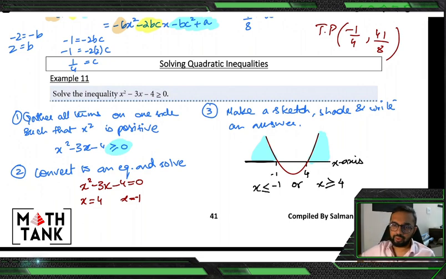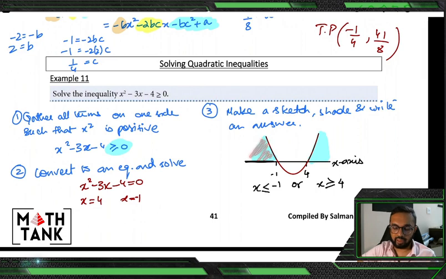The steps for solving a quadratic inequality are here right in front of you. What I do is gather all terms on one side such that x squared becomes positive. I convert to an equation and solve. I find the roots, and I will always sketch a graph and shade to get my answers.